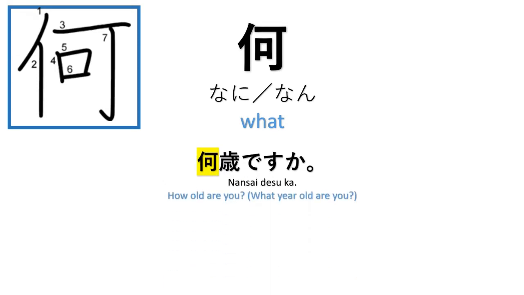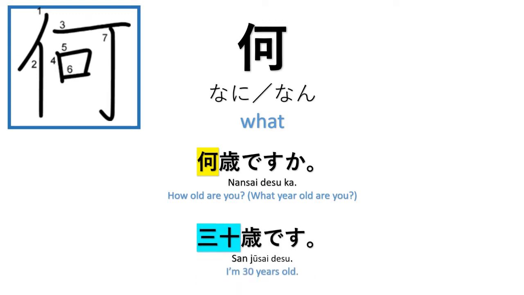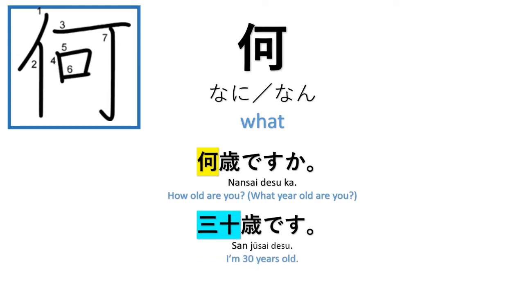Okay, another one. Nansai desu ka? How old are you? Or what year old are you? Nansai desu ka? For me, 30歳です。I'm 30 years old.